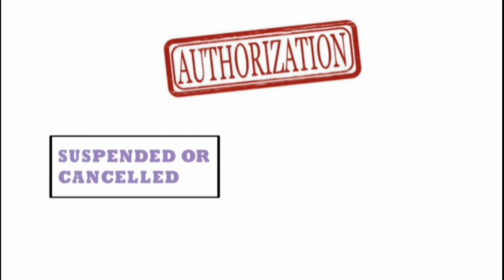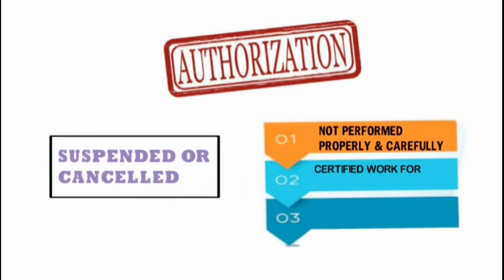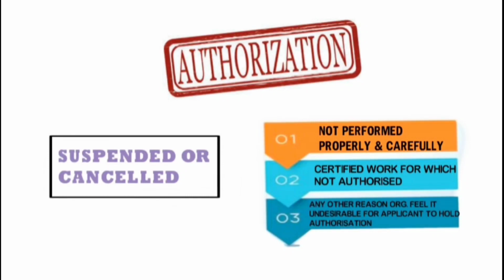Now this authorization which is granted for 1 year can be cancelled or suspended under 3 conditions. The first is that you have not performed your duties in a careful or proper manner. Second, you have certified for a maintenance which is not authorized to you. And the third point, for any other reason, if the organization believes that you are not desirable for this authorization.